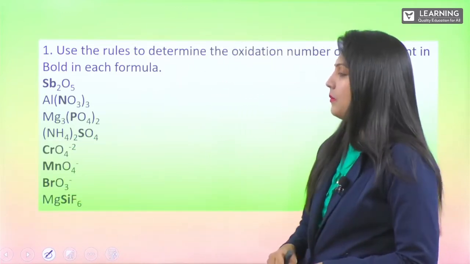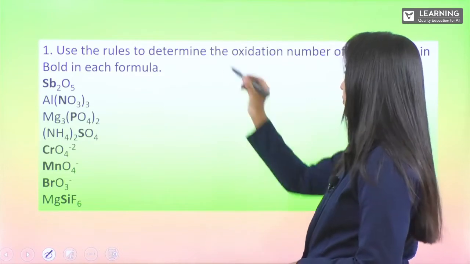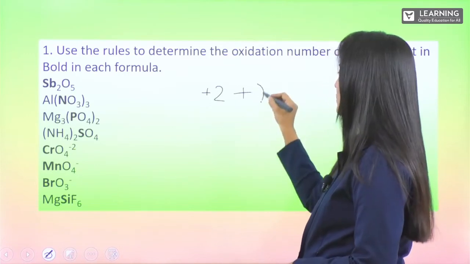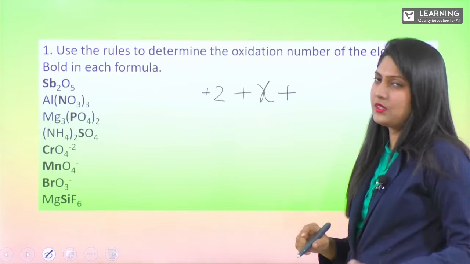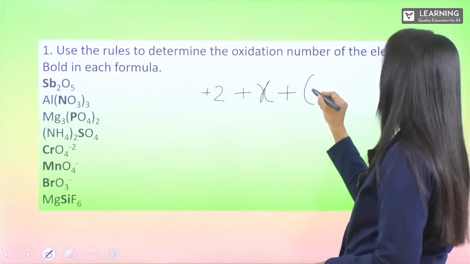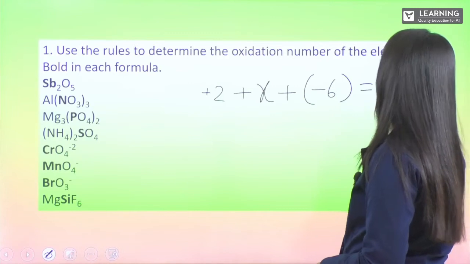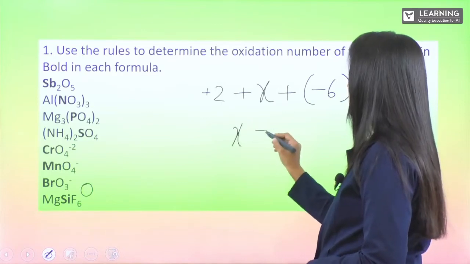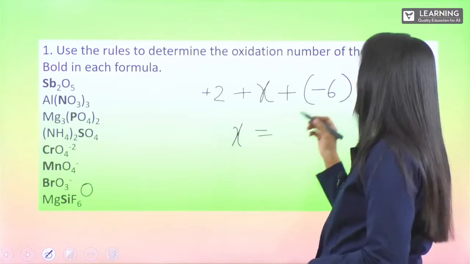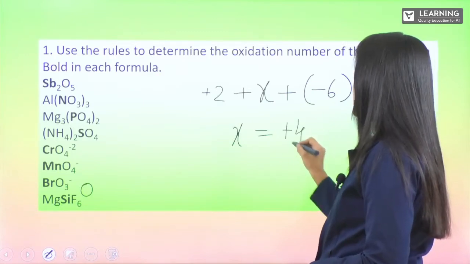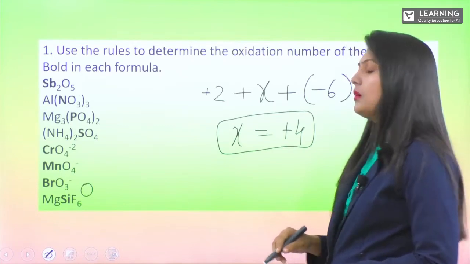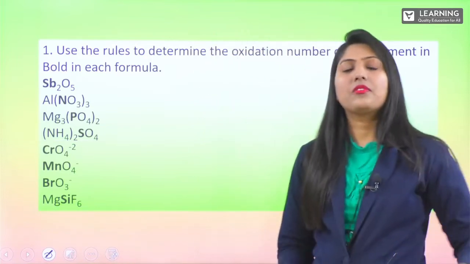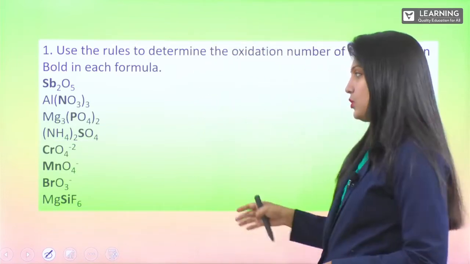Next we have magnesium silicon fluoride. So we have magnesium as plus 2 plus silicon we have to find out plus fluorine is always minus 1. So it will be minus 1 into 6 is minus 6, which will be equal to 0 because we don't have any power here or any charge. So X is equal to minus 6 plus 2. It will be minus 4. When we transfer it, we get plus 4. So we have Si as plus 4. Hope you understand this. Good. If you have got the same answers, well and good. Or if you have got different answers, please do check with that, students.